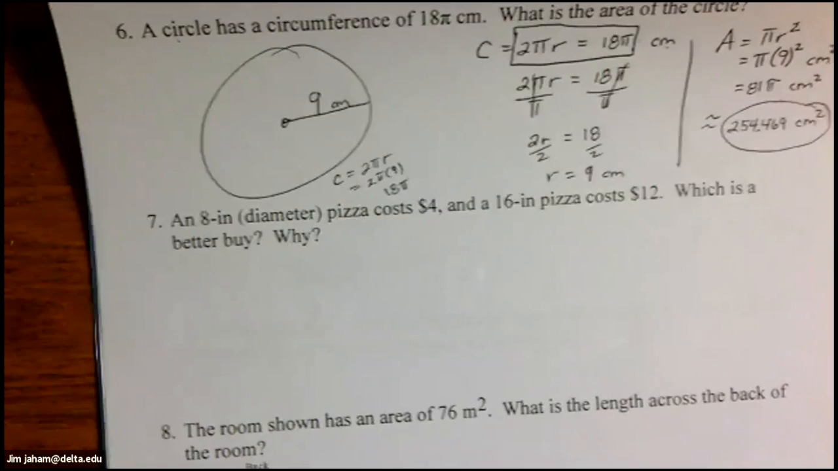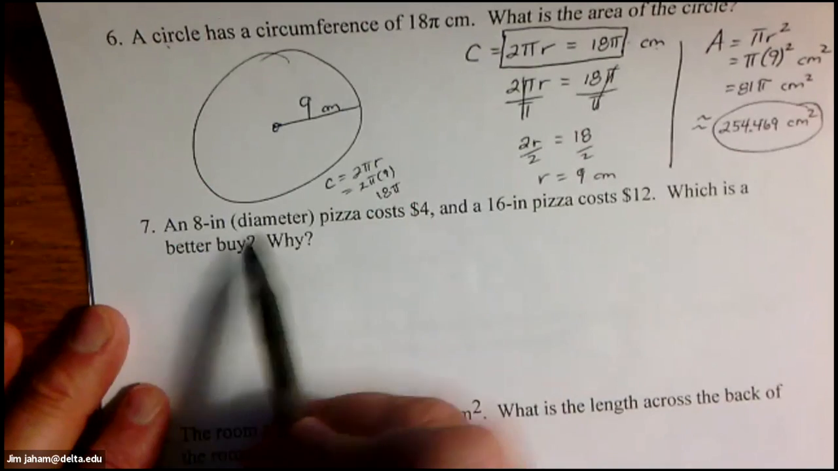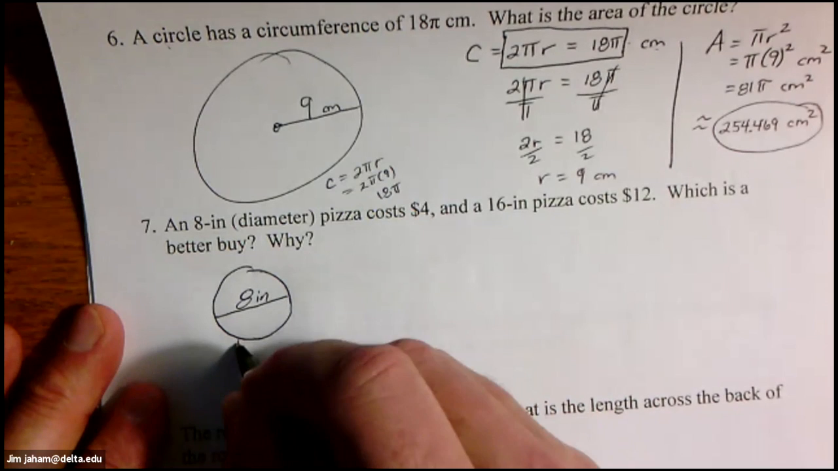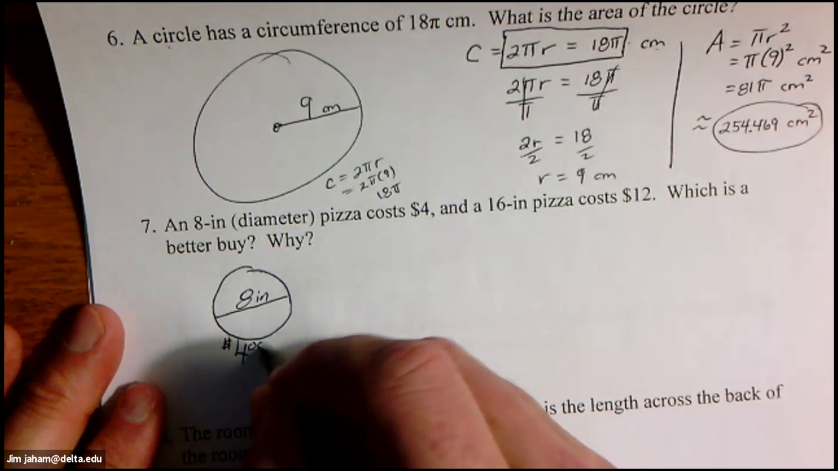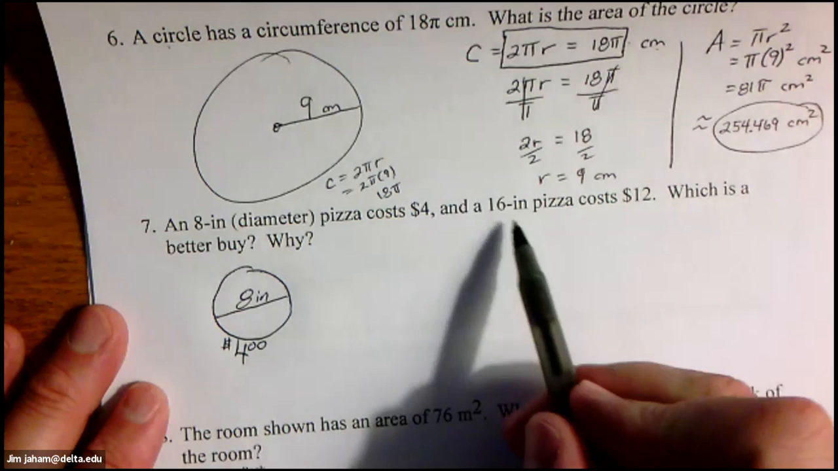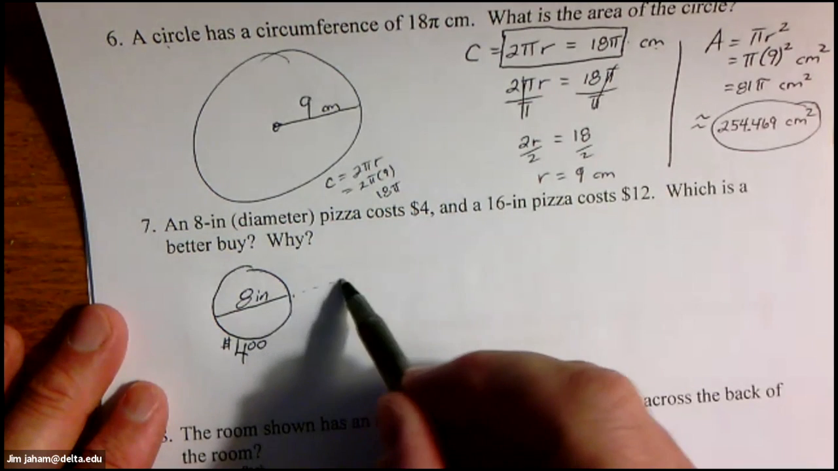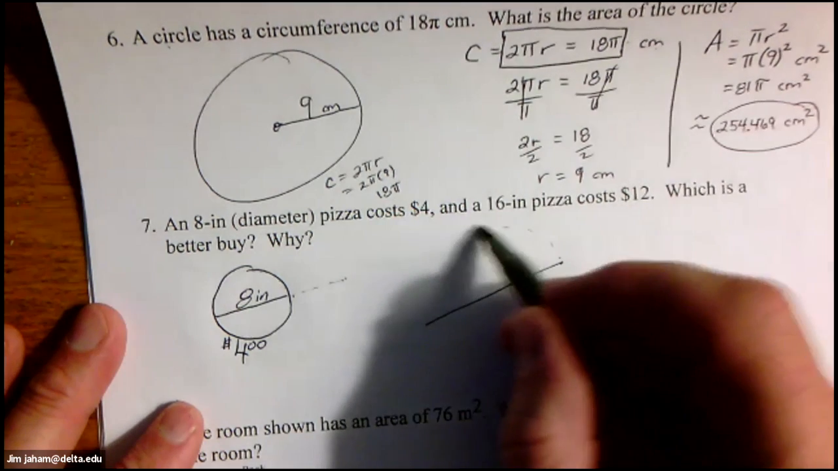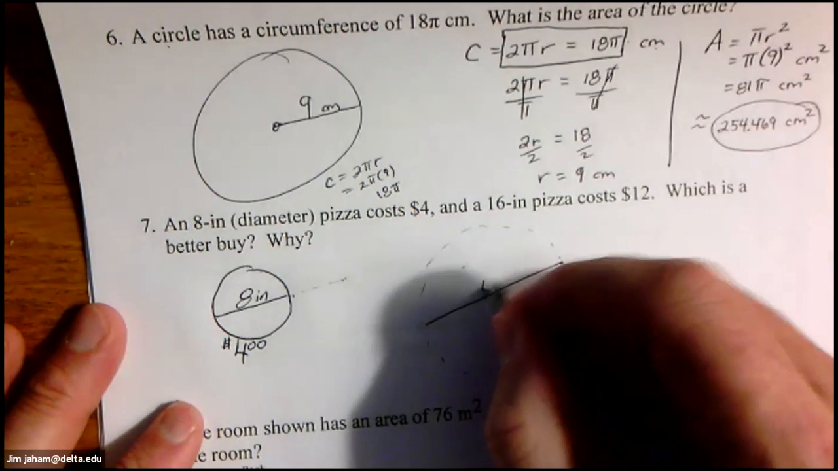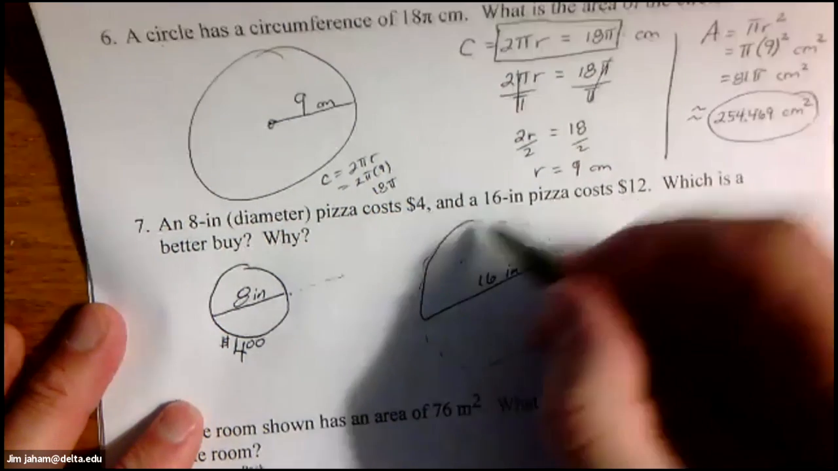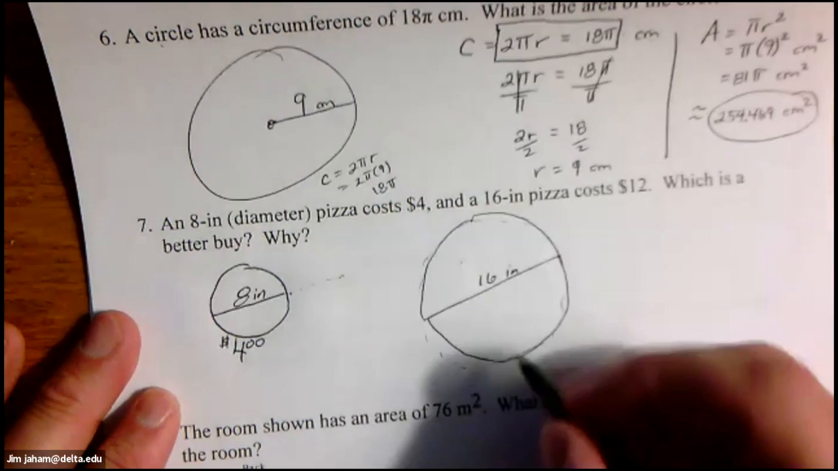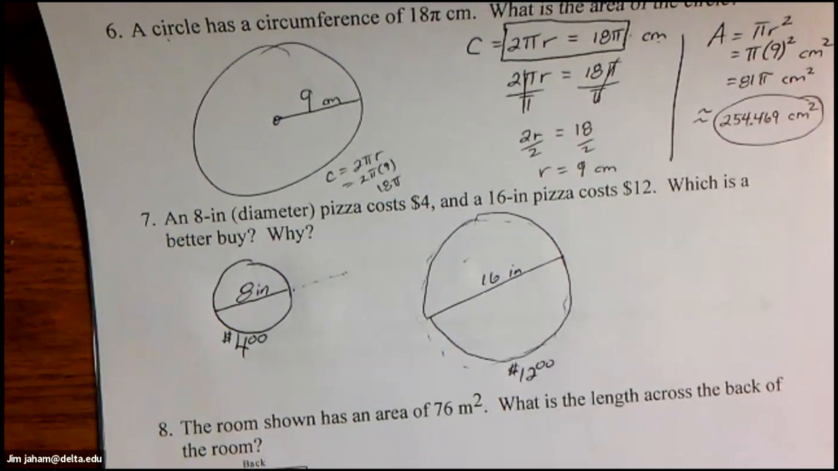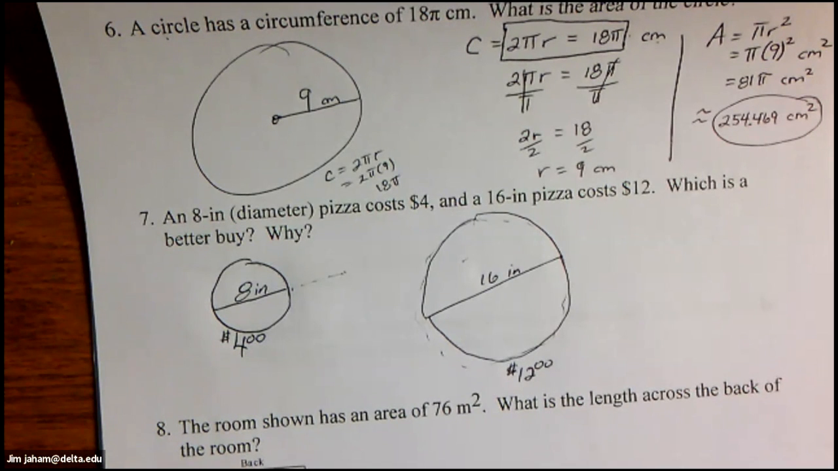Number 7, which is the better buy, an 8-inch diameter pizza. I'll draw it here. Cost $4. And then a 16-inch. Okay, so 16 would be about right there. So you have to draw a diameter about that size. So 16 inches. And this one costs $12. Which is the better buy, and why?